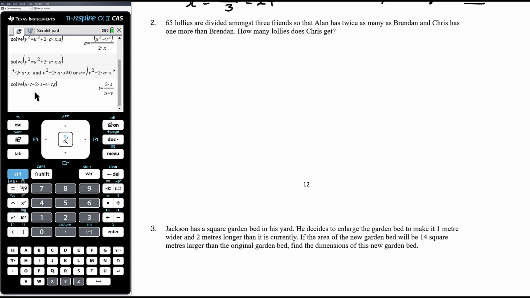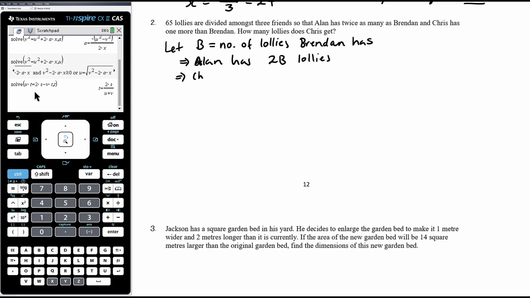Okay. Now I don't like lowercase b in algebra because it can often look a bit like a 6. So you could use a different letter, but I'm going to use uppercase B. I'm going to let B equal the number of lollies Brendan has. Okay, again, B doesn't just equal Brendan. Brendan's not a quantity, Brendan's a person. So it's the number of lollies he has. Okay, so that means that Alan has twice as many as Brendan. So Alan has 2B lollies.